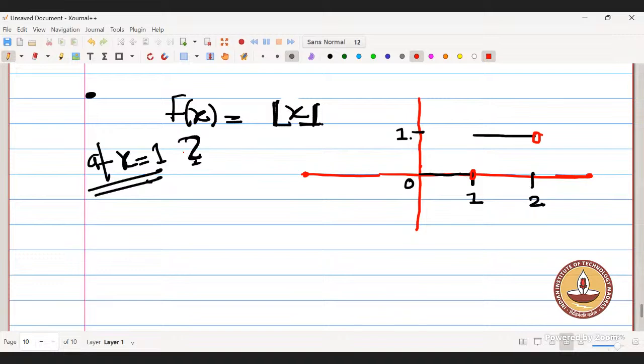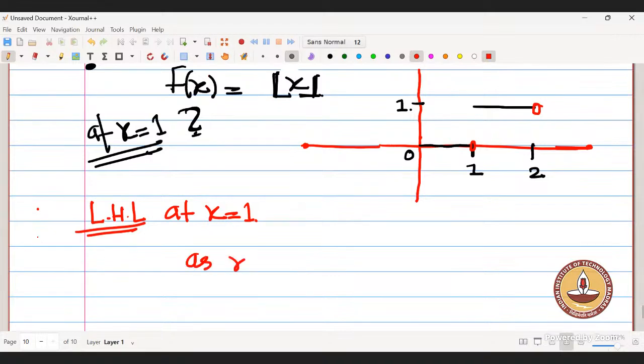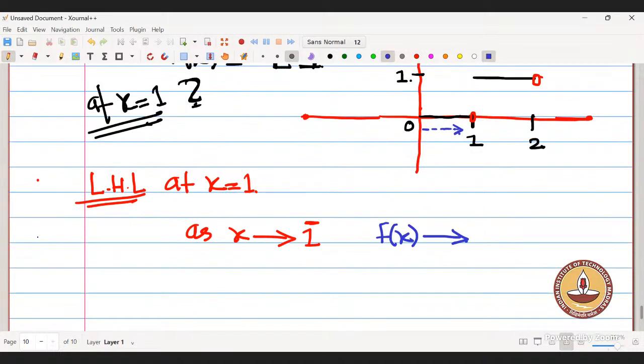First tell me, what will be the left hand limit of this function at x equal to 1? As x tends to 1 from the negative side, as we are approaching 1 from the left hand side, where will this f of x approach? One. Why? Sir, this f of x is the greatest integer of x, so it should be 0 then.